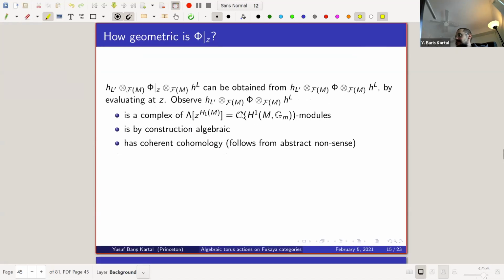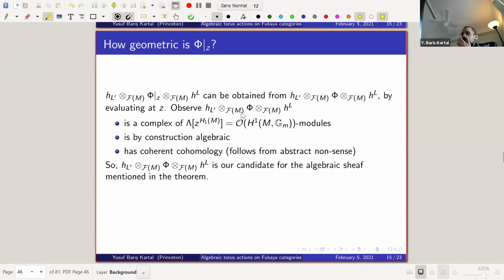So I'm not going too fast, right? Questions? No questions. Okay. So this triple tensor product is our candidate for the algebraic sheaf, because as I said, the restriction of this thing to Z is the Floer homology group of L with phi Z of L prime. So the candidate for the algebraic sheaf is this triple tensor product.